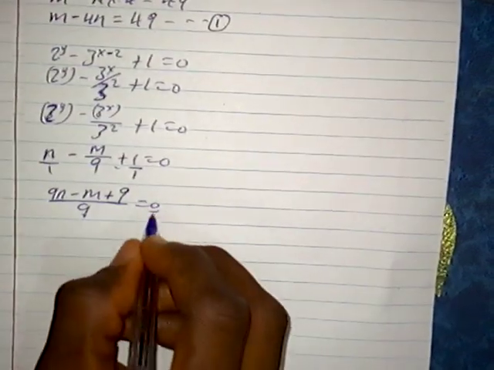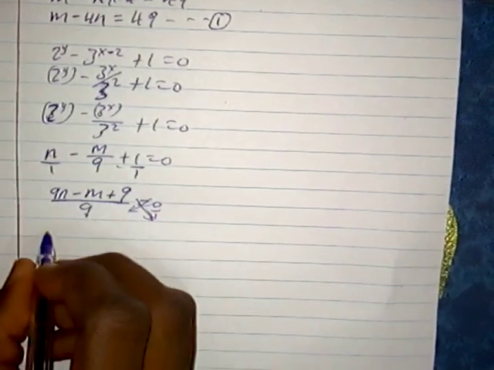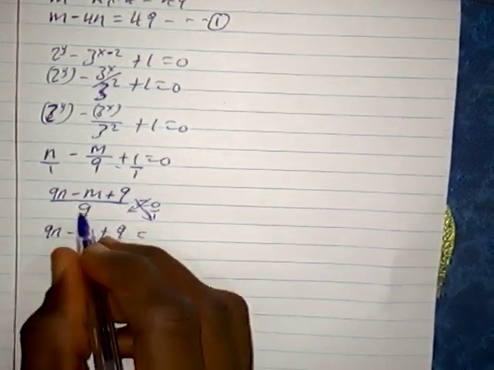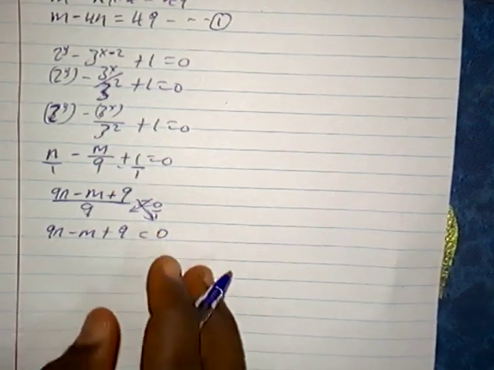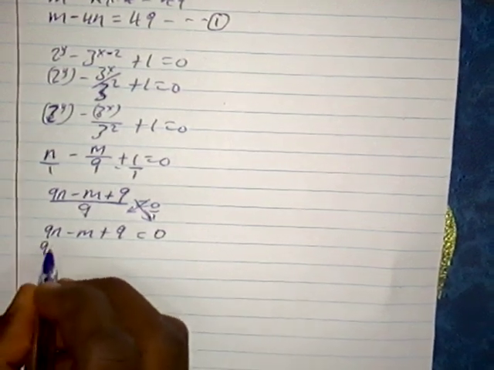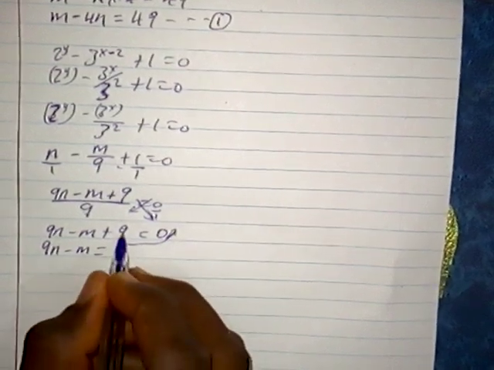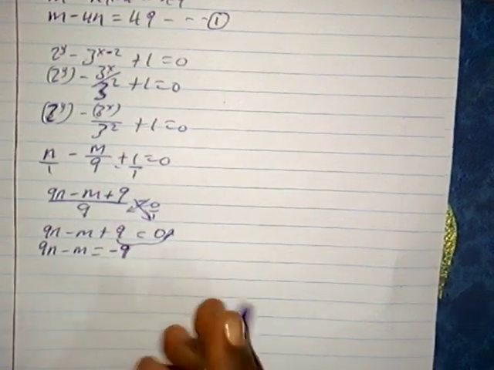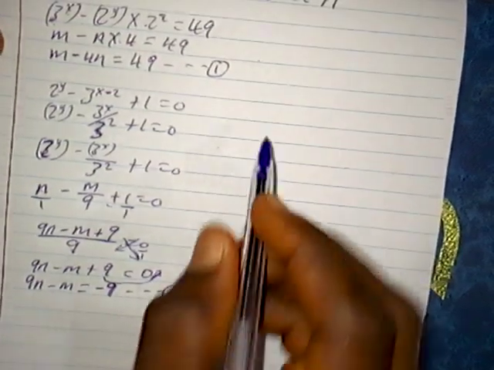You see? We get the denominator of 1 from there. We cross multiply. 1 into the numerator is just the numerator. 1n minus m plus 9, right, equals 0 times 9, which is 0. 0 multiplied into any number is just 0. Right? Good. Now what are we going to do? We say 9n minus m equals what? We are going to transpose this 9 to become minus 9. Right? Minus 9. We say equation 2. Do you see it?